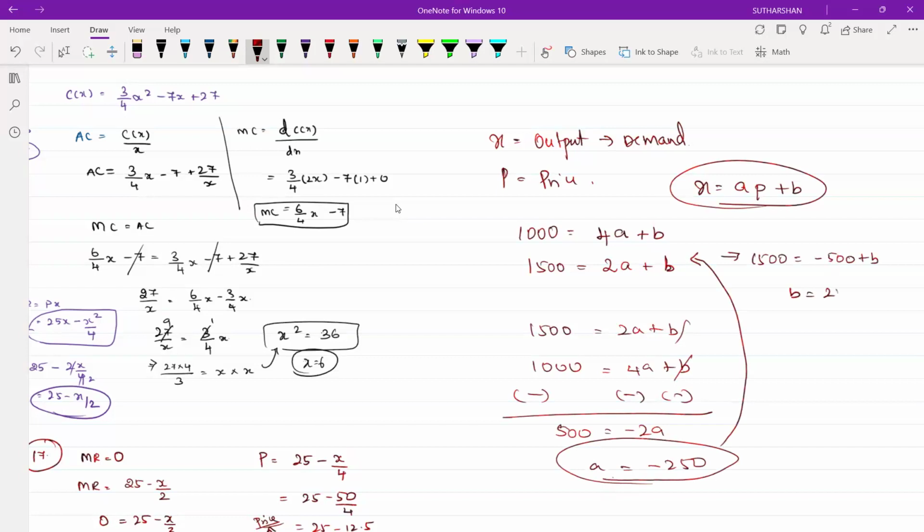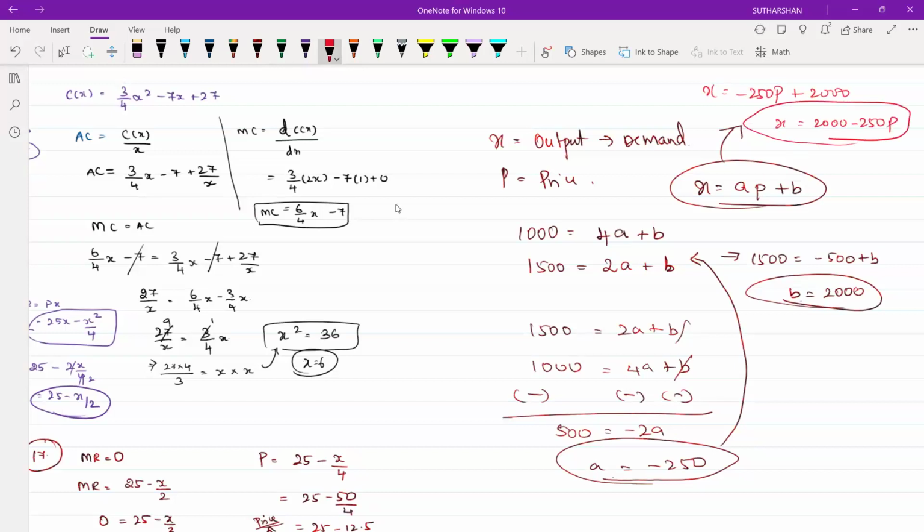B will become how much? 2000. So I'm going to substitute in this equation. If I substitute in this equation, x is equal to what is the A value? Minus 250p plus 2000. Finally, x is equal to 2000 minus 250p. That's what the equation is framed.